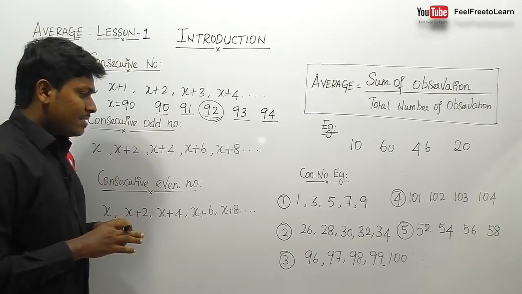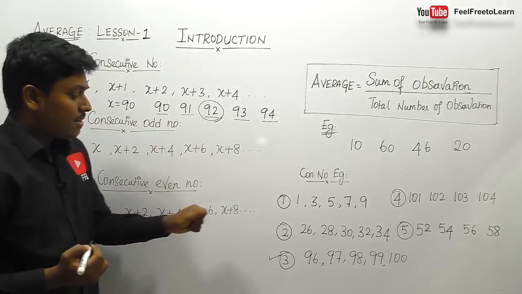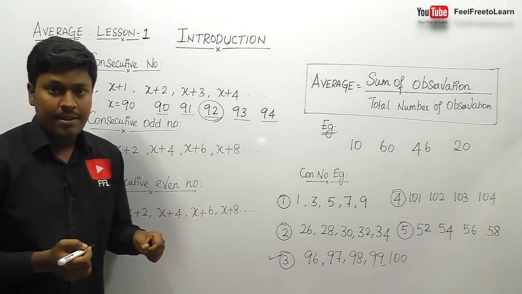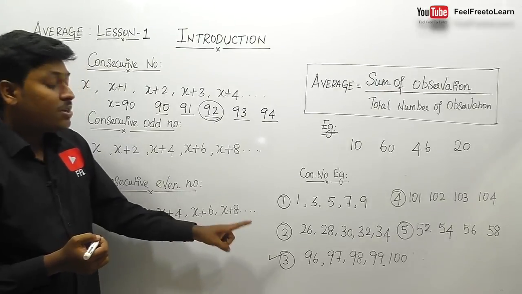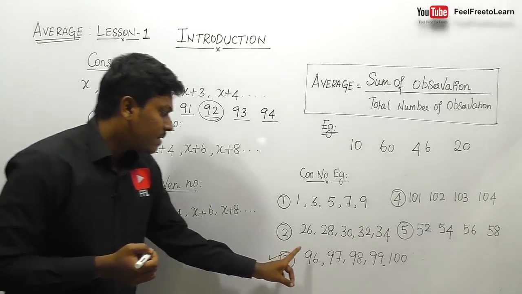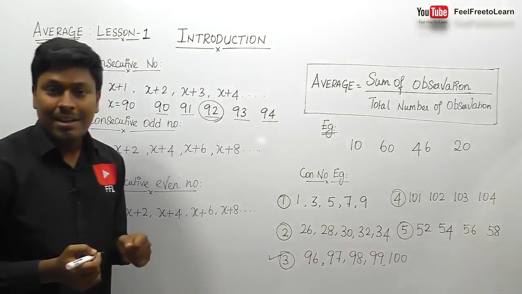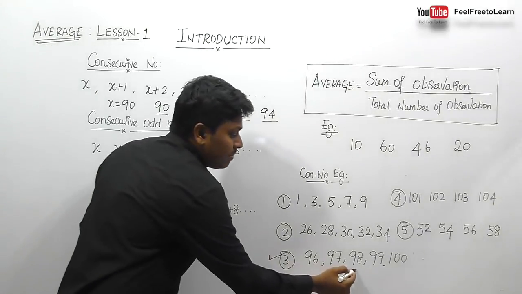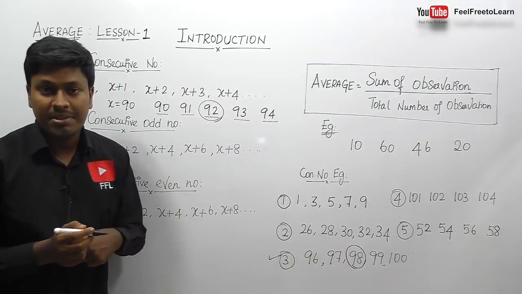So friends, let me take an example question, question number 3: 96, 97, 98, 99 and 100, right? If they ask to find the average of these 5 numbers, then we need to check whether it is a consecutive or non-consecutive set. It is a consecutive number set, 96, 97, 98, 99, 100. So the center number will be its average. We can say that 98 will be the average for question number 3, right?